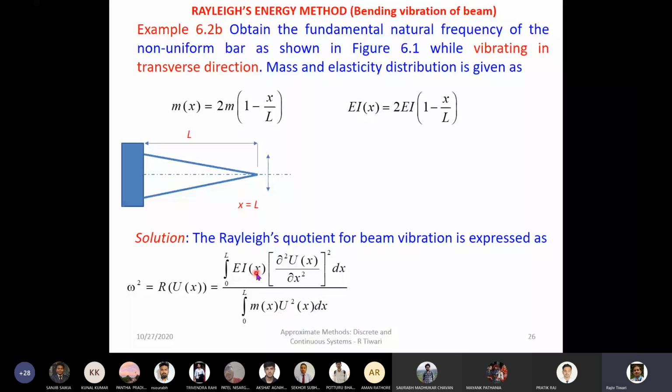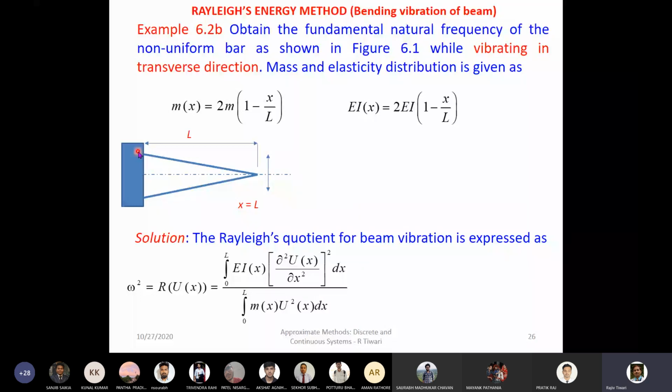So here I'm leaving this to you at present. The only thing is you need to choose the u x. So u x is a comparison function you need to choose. The previous comparison function will not be valid here because the boundary conditions are different. Here we have displacement 0 as well as slope 0 for the cantilever beam case. So here displacement 0 and slope 0. Here bending moment is 0.